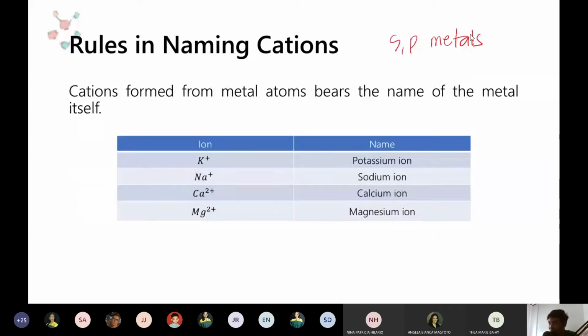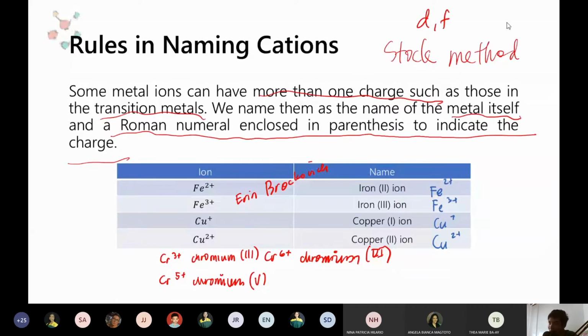So, rule number 1. For S&P metals, usually their charge corresponds to the group number. The name of the ion is the name of the metal itself. No Roman numerals for S&P metals, because they only have one charge. For D and F metals, that's where multiple charges occur. So, in addressing the issue of multiple charges, what we do is indicate the charge using Roman numerals.